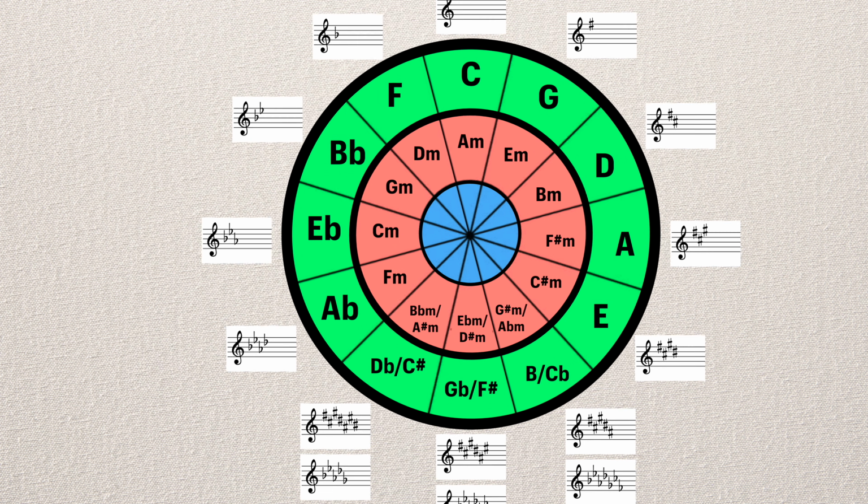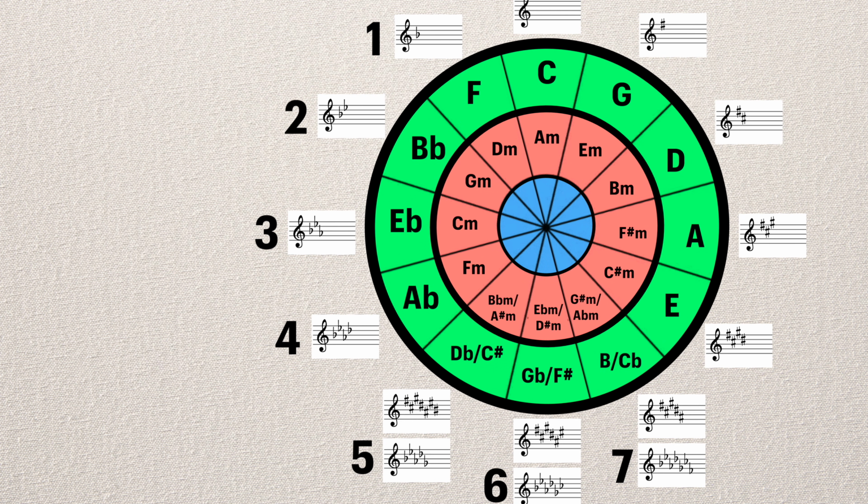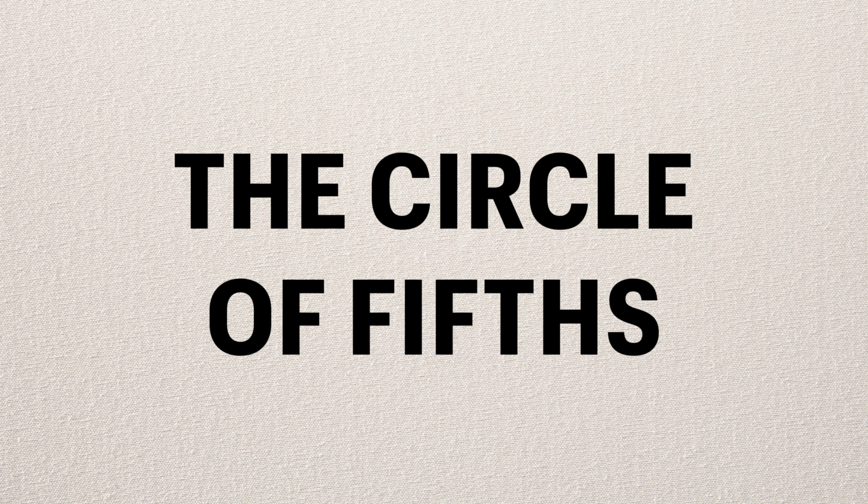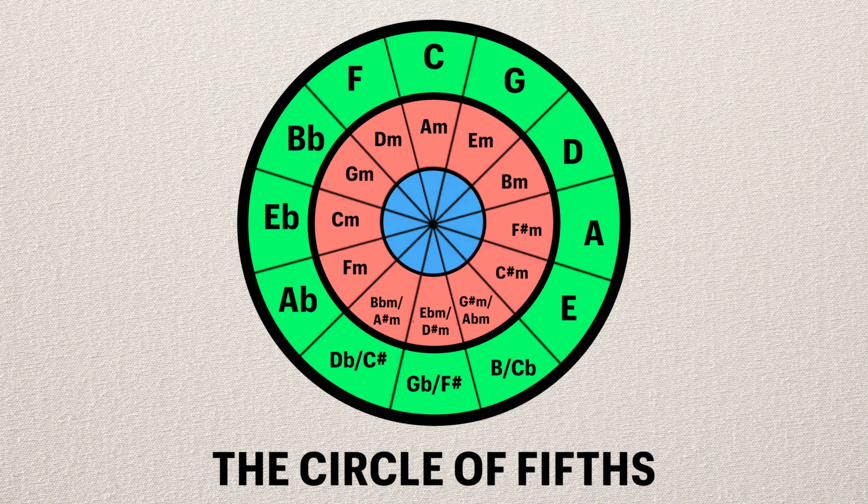If you go around counterclockwise, you add flats with each letter until you max out at 7 flats with the key of C flat major. And the reason why it's called the circle of fifths is because every single one of these letters are separated by an interval of a perfect fifth.